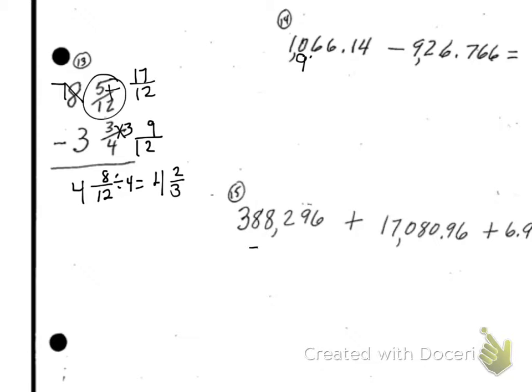So 926 decimal 766. We need to add a 0 here. 0 from 6, can't do it. Borrow from the 4, it's a 3. This is 10. 10 minus 6, 4. This is 0, 13. 13 minus 6 is 7. Borrow. Regroup. 10 minus 7 is 3. Borrow, regroup. 9. 5 minus 2 is 3. And then 10 minus 9 is 1. Or you can just regroup there. So 139 and 374 thousandths.